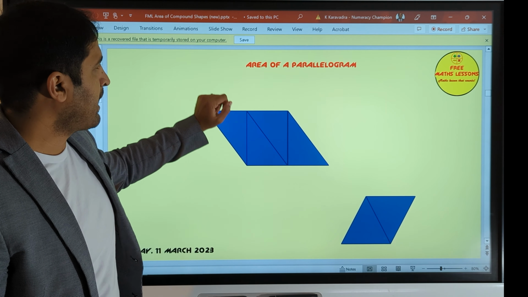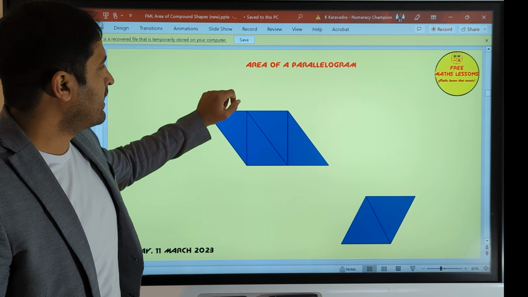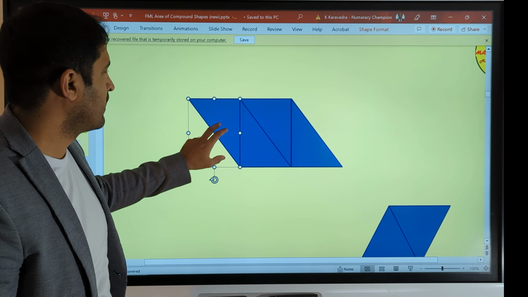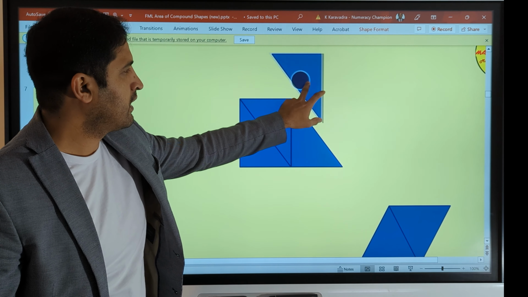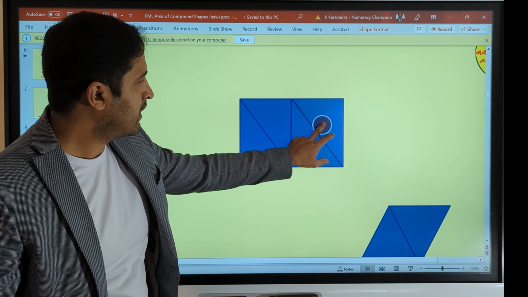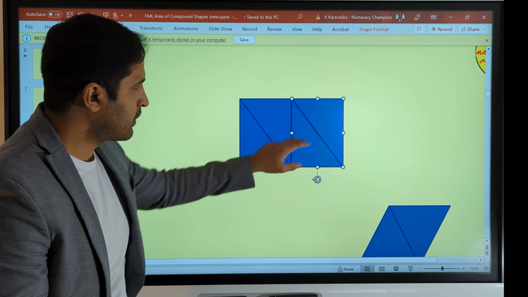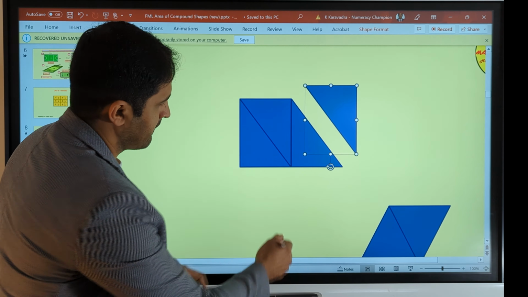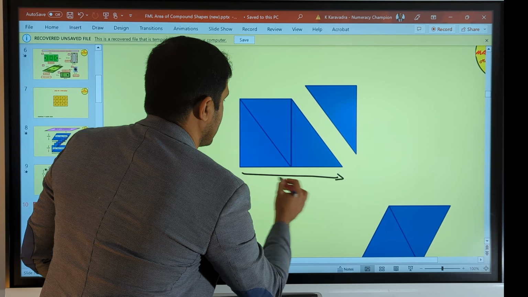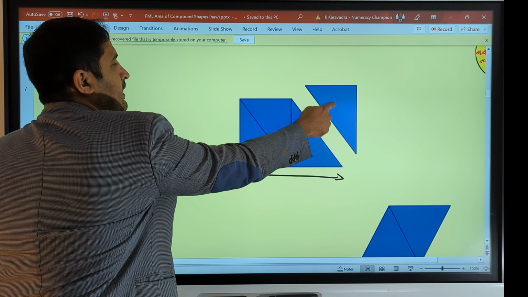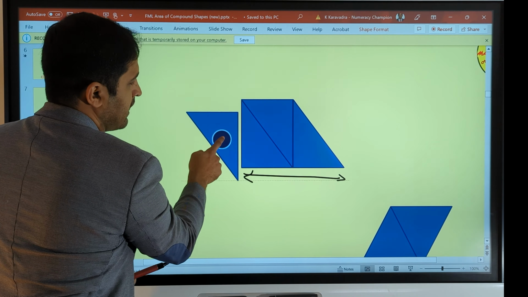That's a parallelogram. What am I doing here? Removing it, making it a rectangle. So again, look at it. That length, the base, remains the same. Whether I have the rectangle, whether I have that one here, the base remains the same. Now that gives you a rectangle with the same base, same height.